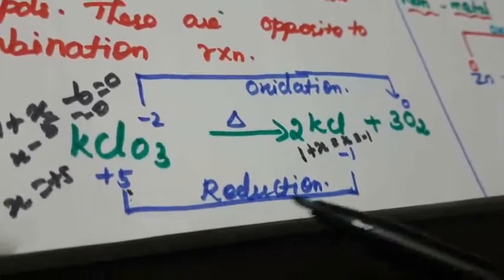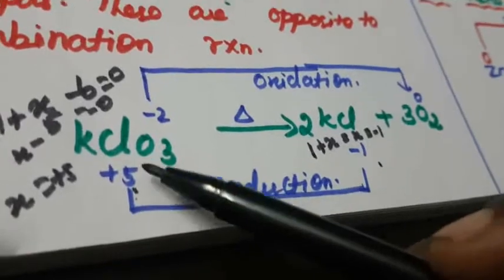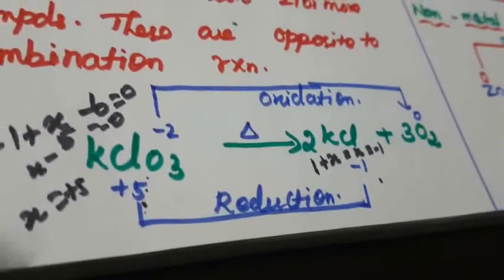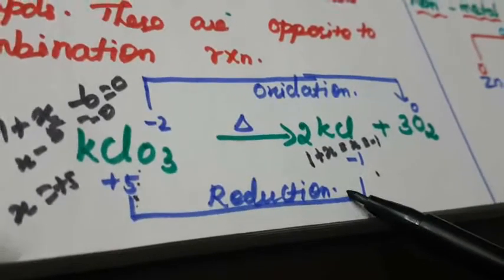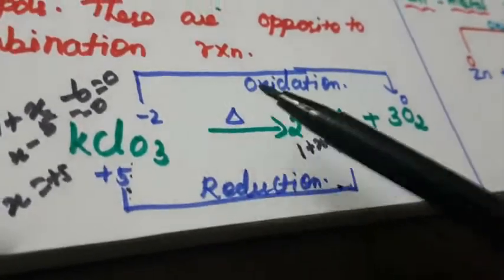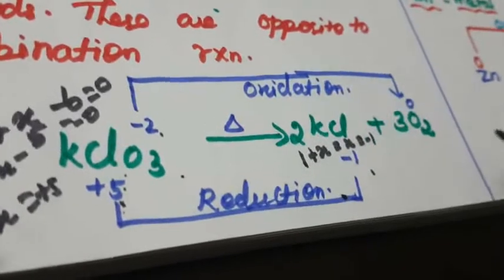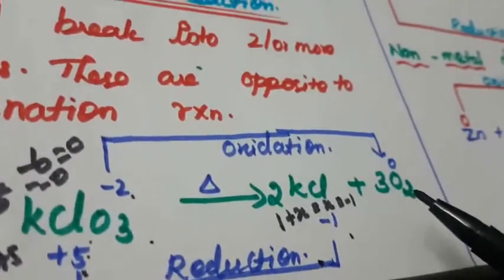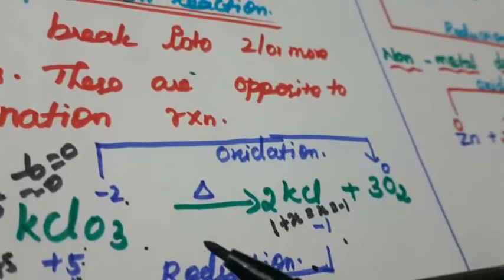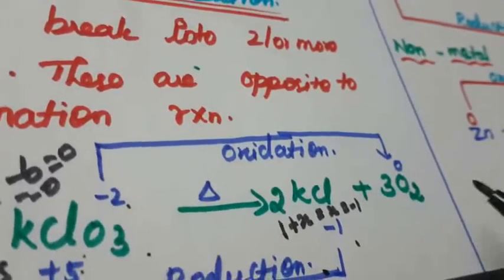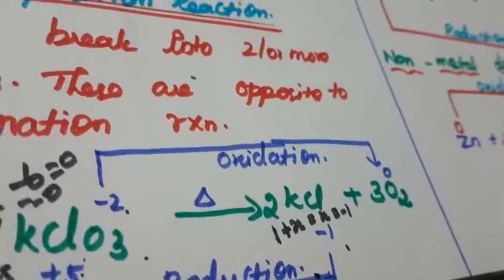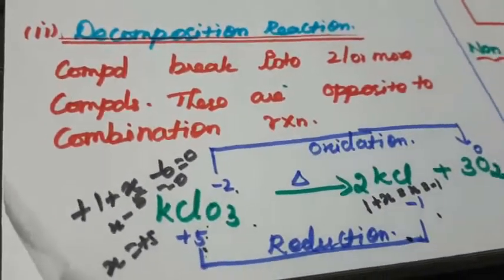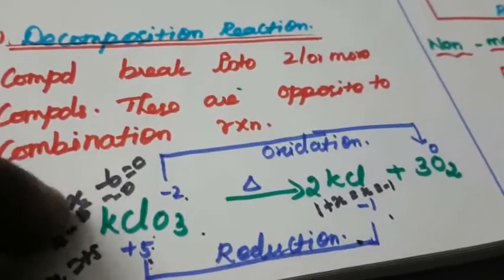That is plus 5 will be reduced into minus 1. So here the chlorine oxidation number is plus 5. It will be reduced to minus 1. So the oxidation number will be reduced, that is called as reduction. So here oxygen is minus 2. In the oxygen molecule, the oxidation number is 0. We already saw that. Okay, so oxygen oxidation number is 0. So this is called as oxidation. So this is the decomposition reaction, with both oxidation and reduction in the decomposition.